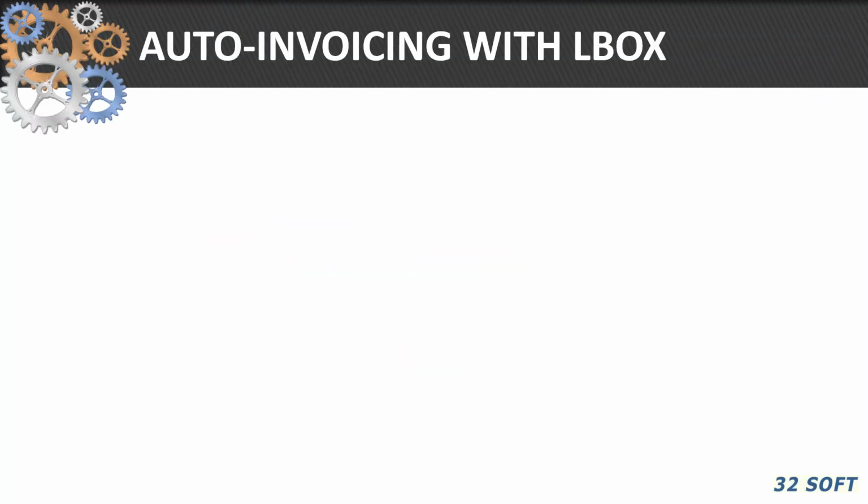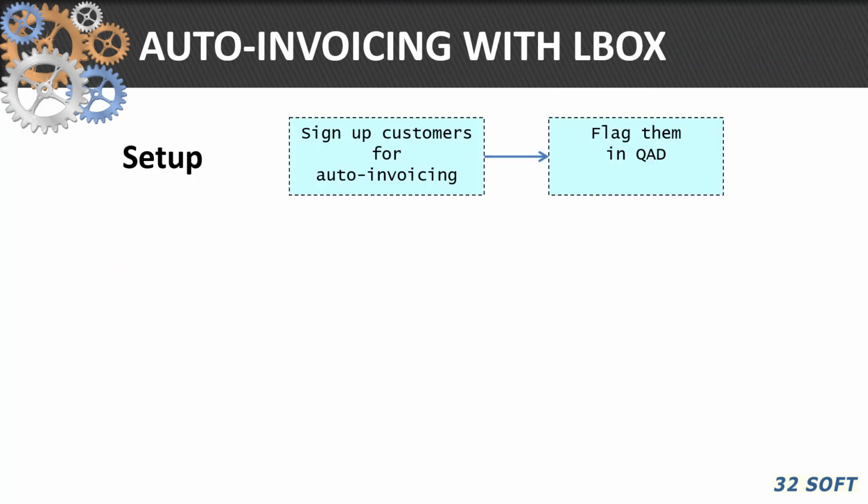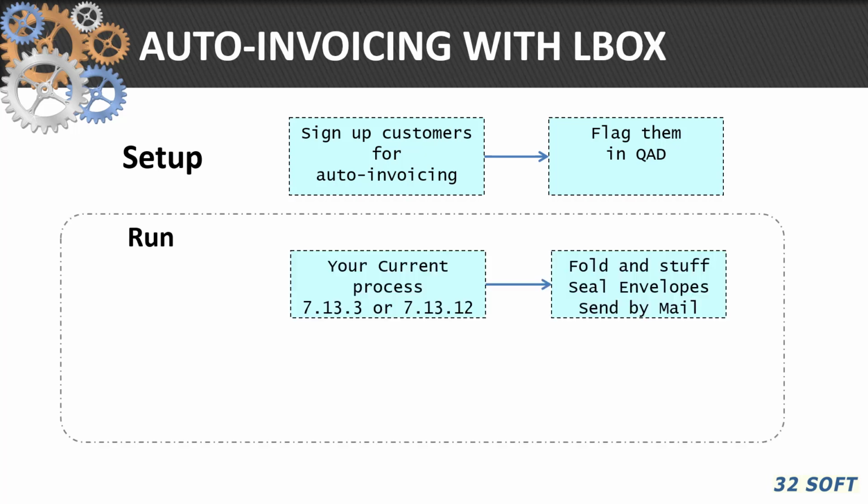Let's look at auto-invoicing specifically. Recipients of the automated invoices must be flagged in your ERP system, and email addresses must be specified, but as many as you need. If your ERP system is QAD, for example, your current process would be to run 7.13.3 or 7.13.12 to produce the output. Then your staff needs to fold, stuff, seal, and send by regular mail.